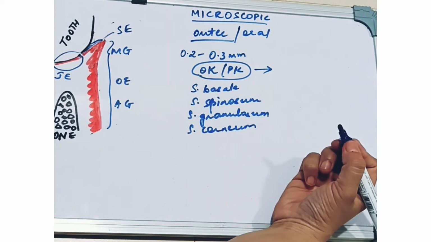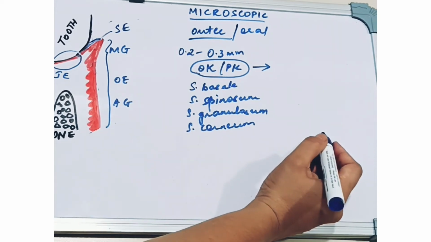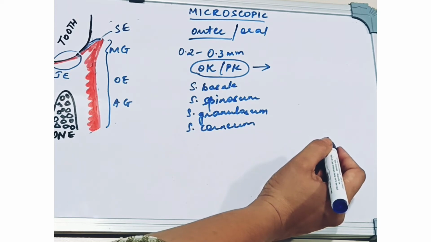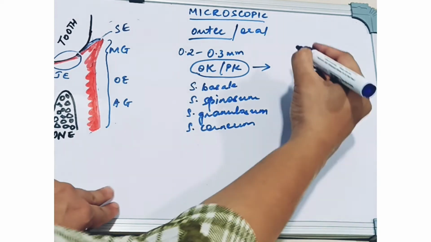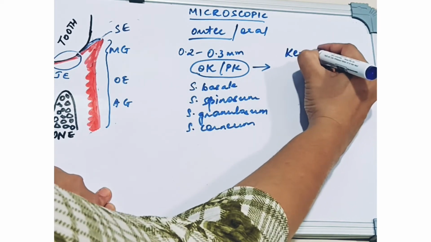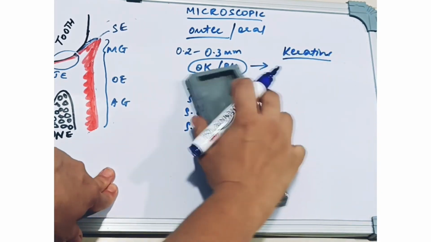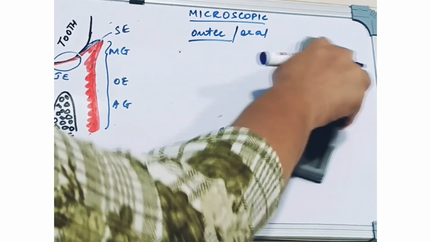The degree of keratinization increases with age. The keratinization is maximum in the gingiva, followed by the ventral surface of the tongue, and lastly the least in the cheek. Coming to the keratins that are present, what we can see here, okay, coming to see the keratins.